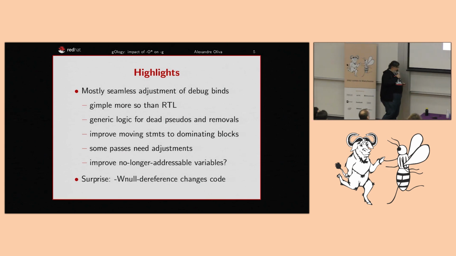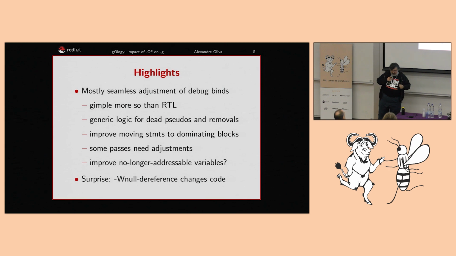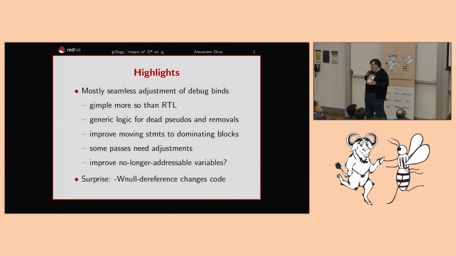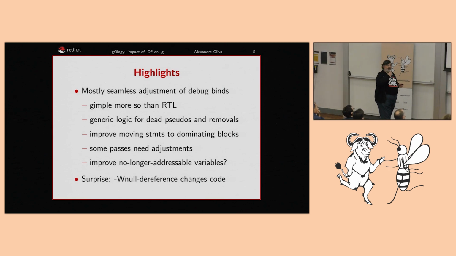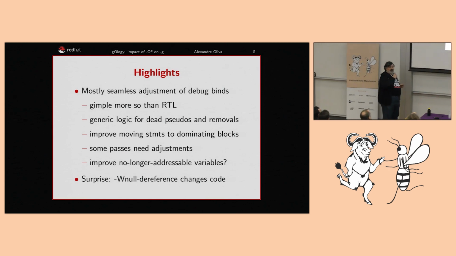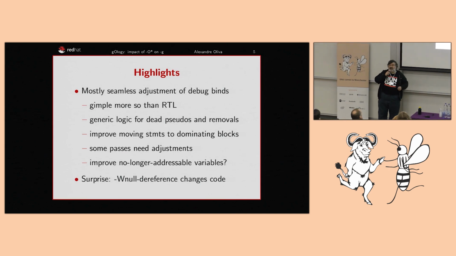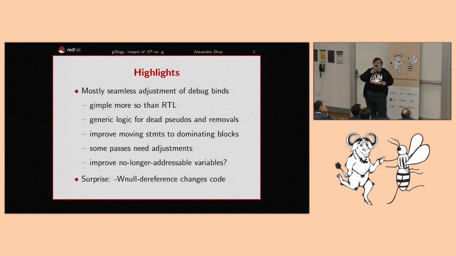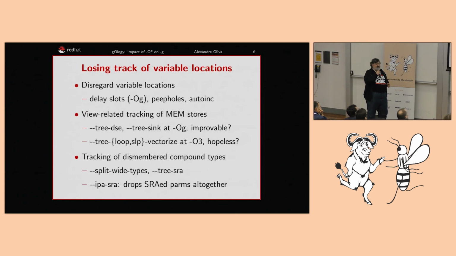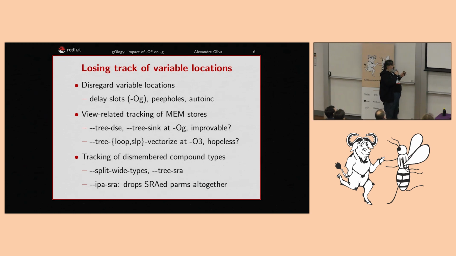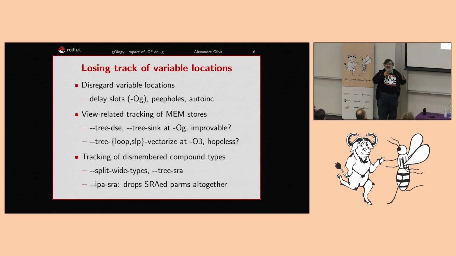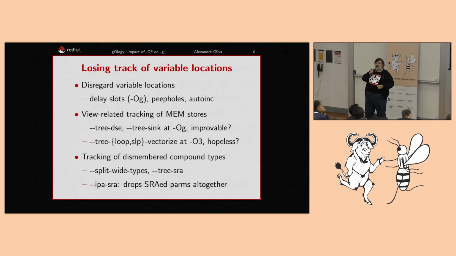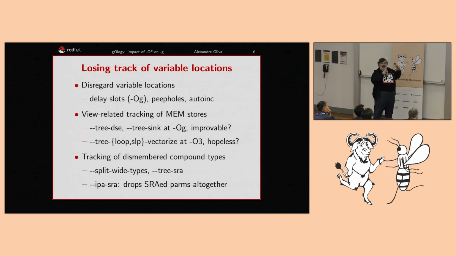The first thing I was very happy to realize was that the introduction of VTA and debug bind annotations and then the debug markers was quite seamless. I mean, it did not cause a lot of trouble to most of the optimizers. It just fit in, especially when it comes to SSA. Things are better connected and organized in SSA for the particular representation of debug binds. So that helped a lot.